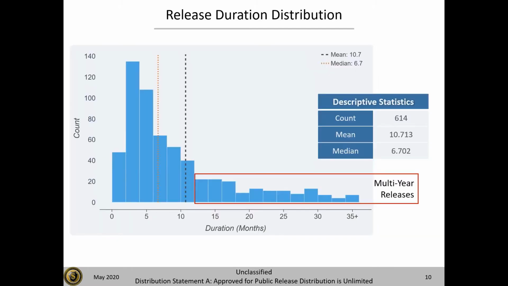All right, this slide shows the release duration for the programs, or the releases rather, that we have in the data set. And you can see that there's a block of programs that are in the 0 to 6 months range. In fact, the median is right at 6 months. But then there are a group of programs in the red box that are more than 12 months in duration. So they cross multiple years and are funded over multiple years.